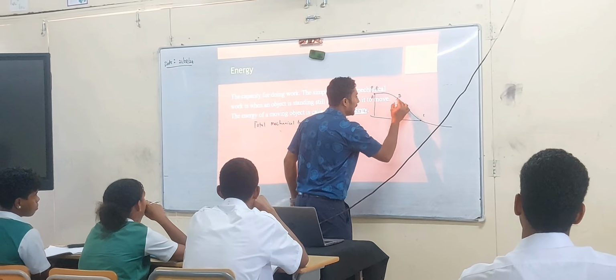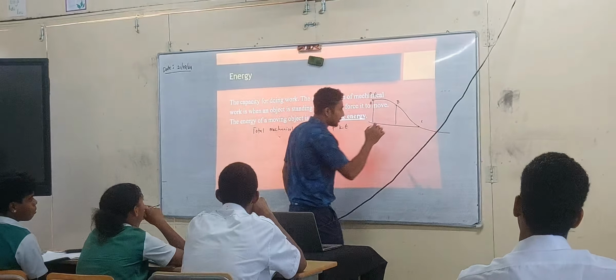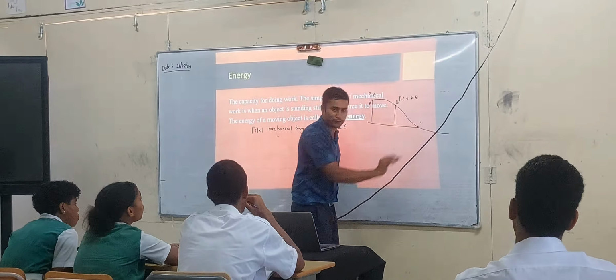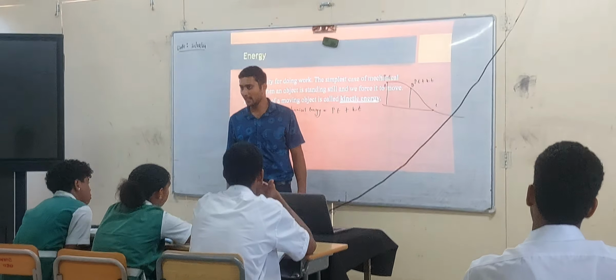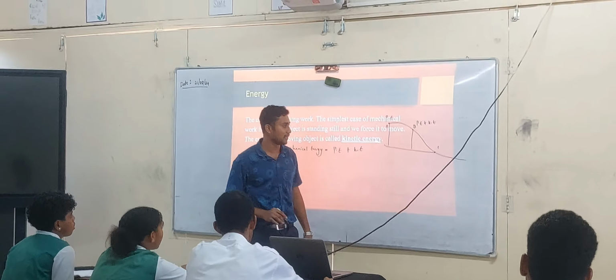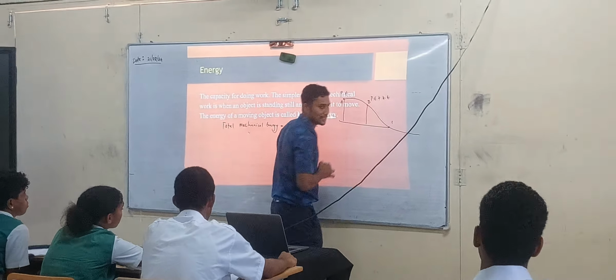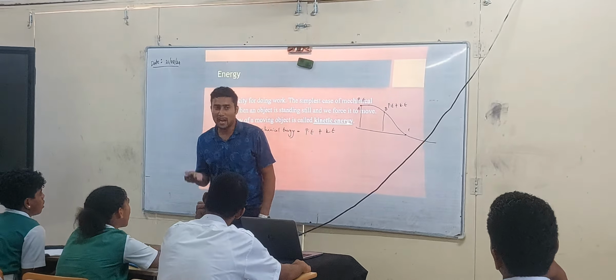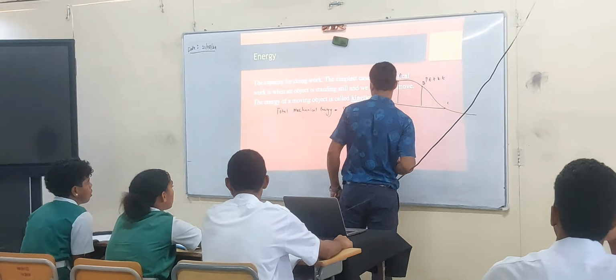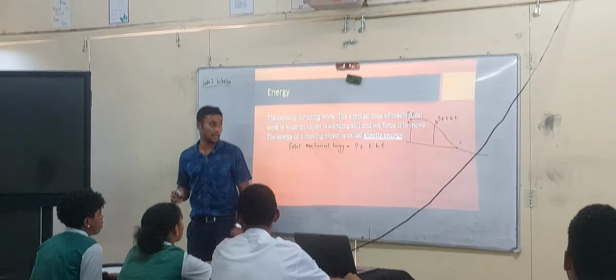Now at point B, it has mechanical energy, which is both potential energy plus kinetic energy. Why? Because now it's moving, and it's at a certain height. That's why we have both potential energy and kinetic energy. And what about at point C? There's only kinetic energy. Why? No height. It's at ground level.